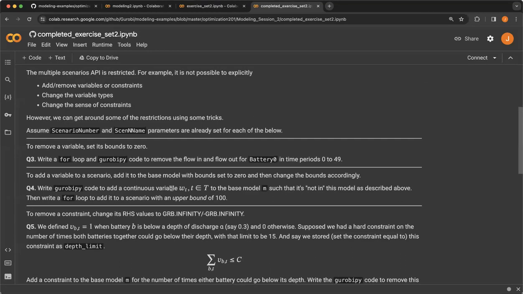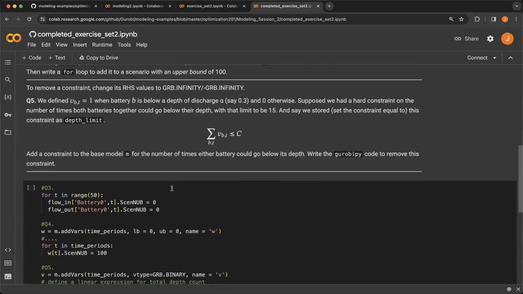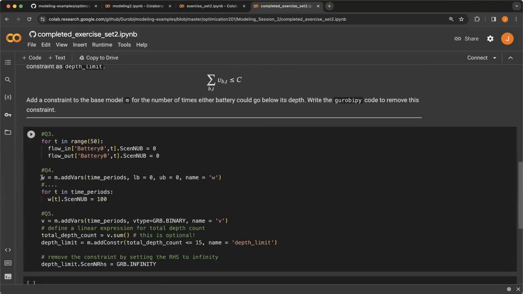Five minutes left. All right, good timing. So if you want to add a variable, you do the opposite. You initially set the bounds equal to 0 in the base case, and then change the bounds accordingly afterwards. So say we wanted to add a variable w: we initially specify the lower and upper bounds to be 0, and then update in a new scenario, saying the upper bound is equal to 100.